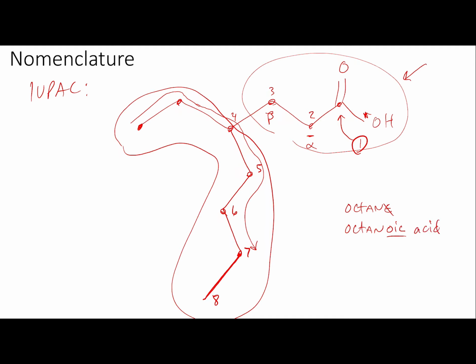Now, if there's a substituent on there, then we'll have to number that and count it. In this case, that substituent would happen on the number 4, and it looks like it would be an ethyl, so we'd say 4-ethyl octanoic acid. So naming substituents doesn't change here. And again, we don't have to say 1-octanoic acid, because that's the only place we could put our carboxyl group. It has to be on the end.